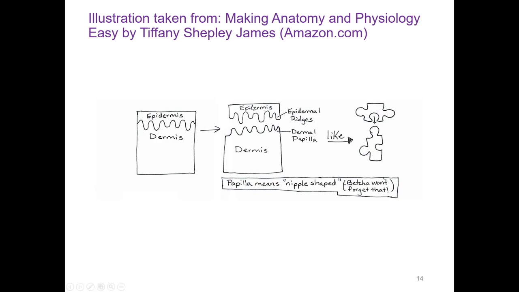So the epidermis, again, has the wavy ridges called epidermal ridges, and then the dermis has similar waves in it that are called dermal papilla. The word papilla means nipple-shaped, which I think is pretty memorable. So the nipple-shaped projections will interlock with the epidermal ridges like puzzle pieces interlock, and this will create a nice tight grip between the two layers.